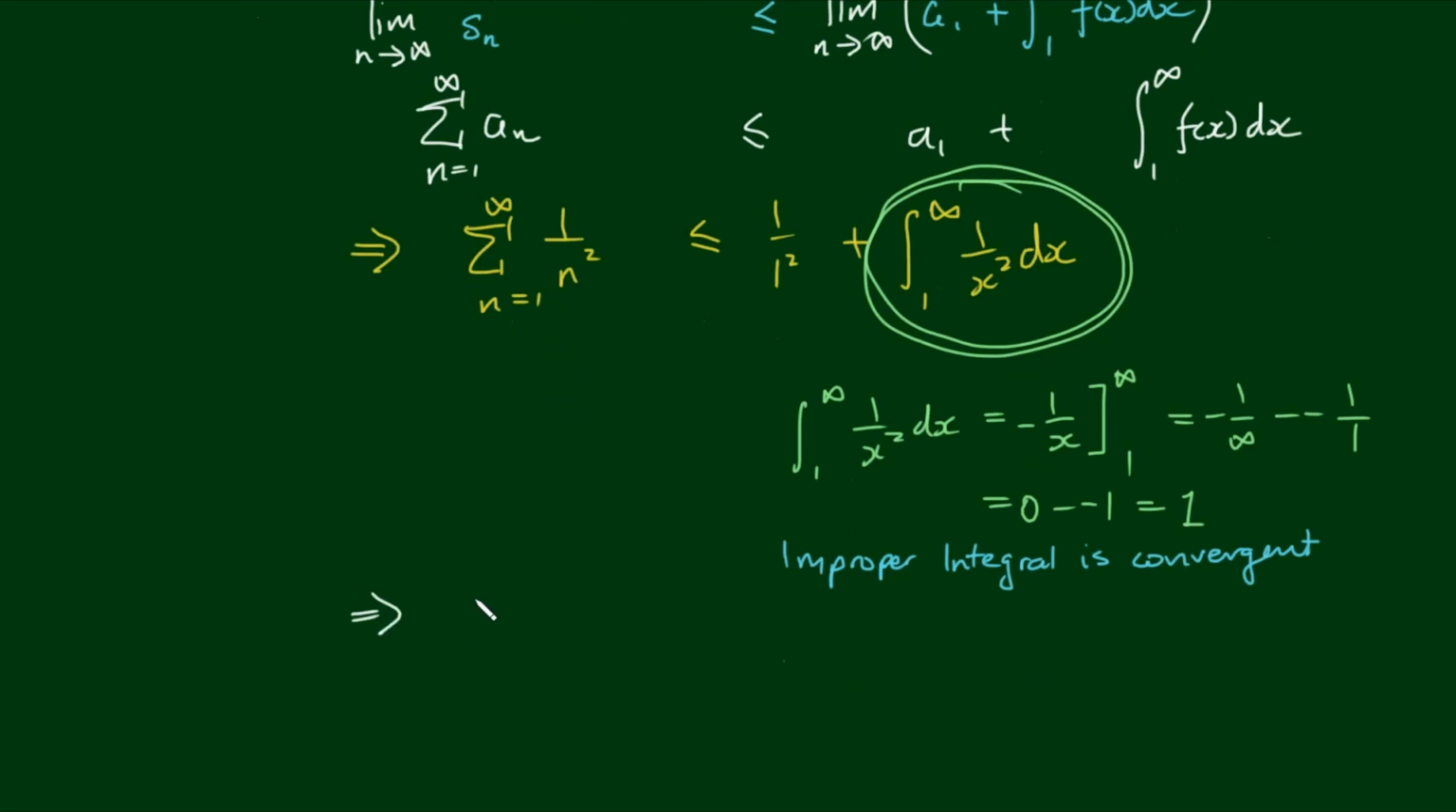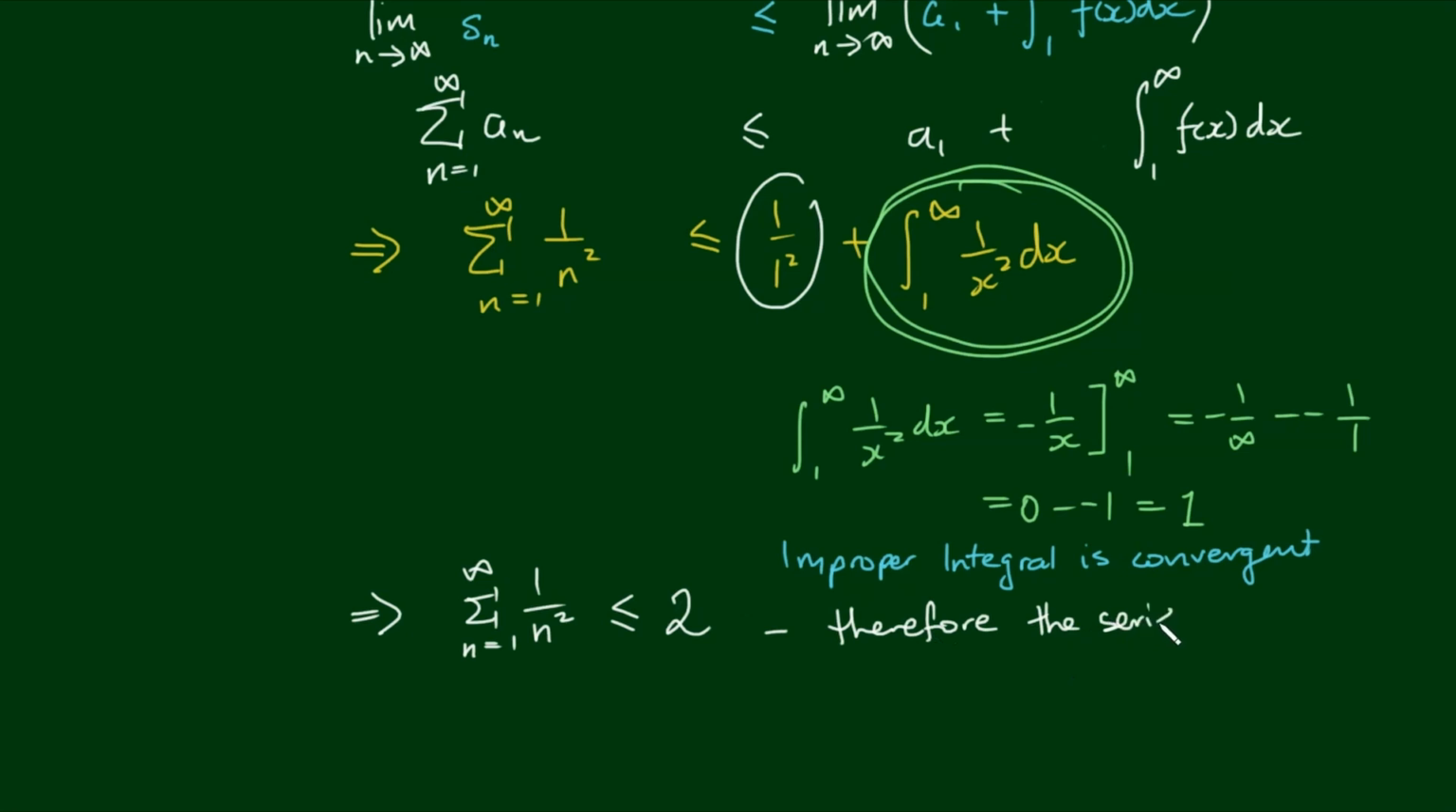So the series then is always going to have an upper limit. So the series of 1 on n squared is going to be always less than or equal to 1, which is what a1 is, plus the result of the integral, which is 1. So the series is always going to be less than or equal to 2. And therefore, the series is convergent.